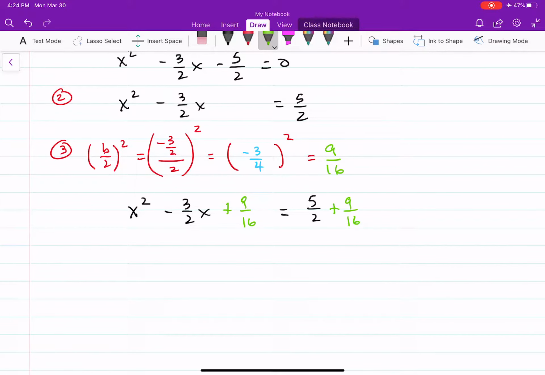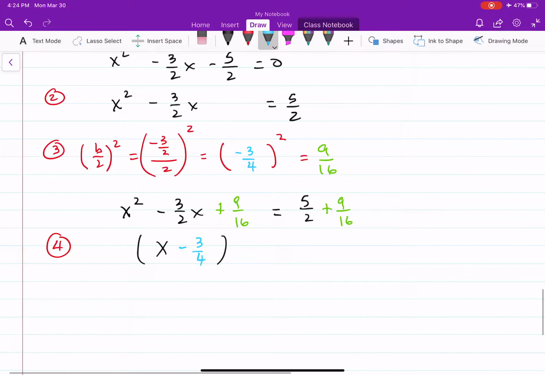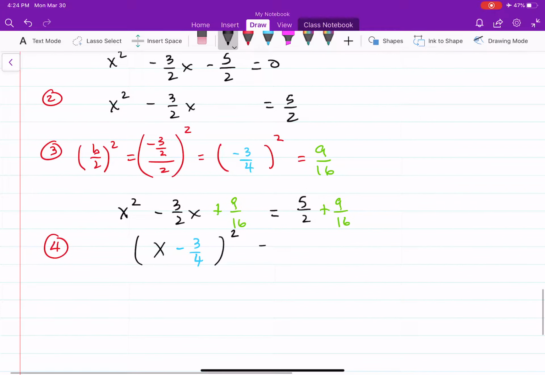Step 4 is this right here. Step 4 is where I'm going to factor this side, which is going to be x minus 3/4 squared, which is equal to, well, in order for me to add these two, I need common denominators. 2 times 8 gives you 16, so I'll do it to the bottom, I got to do it to the top. The top is 8 times 5, which is 40, plus 9 is 49. So I got 49 over 16.